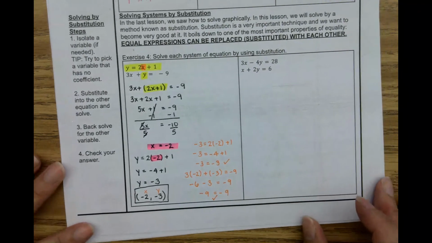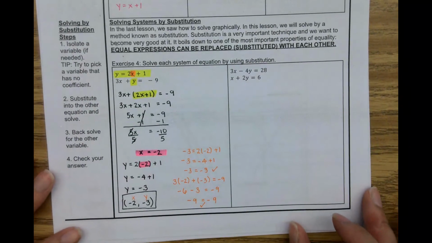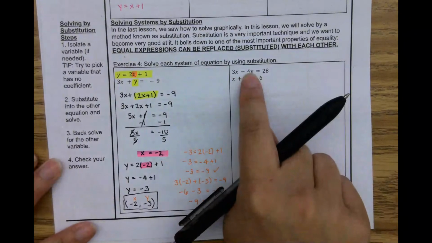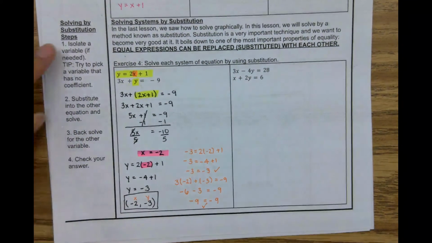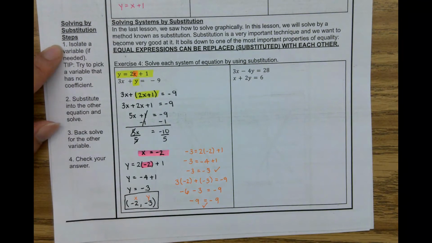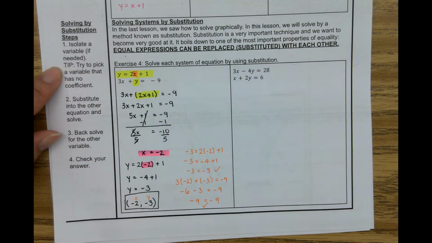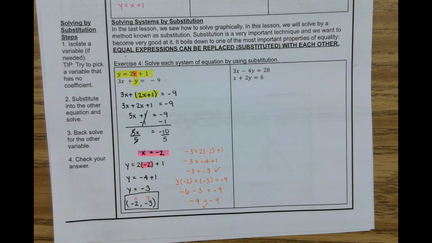So here is my next one. I have 3x minus 4y equals 28, and x plus 2y equals 6. So first, I want to isolate a variable. I either want it to just say x equals or y equals. And the tip, again, is to try to pick one where there is no coefficient, or technically, it does have a coefficient. It's a coefficient of 1.